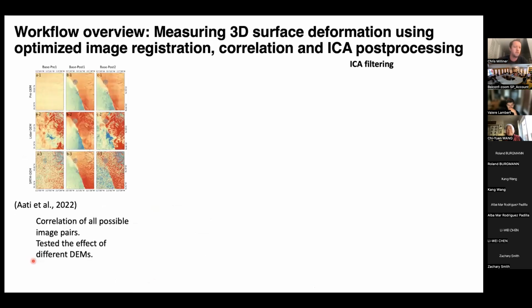So here is where we are correlating images between the various pairs. That's shown by the columns, and the rows show the different DEMs we use. We tested how the DEM affects the orthorectification and the quality of the results. You can see that with the SRTM DEM, which is very coarse, you get a worse result compared to a DEM built from the images themselves. This is correlating images just before the earthquake.